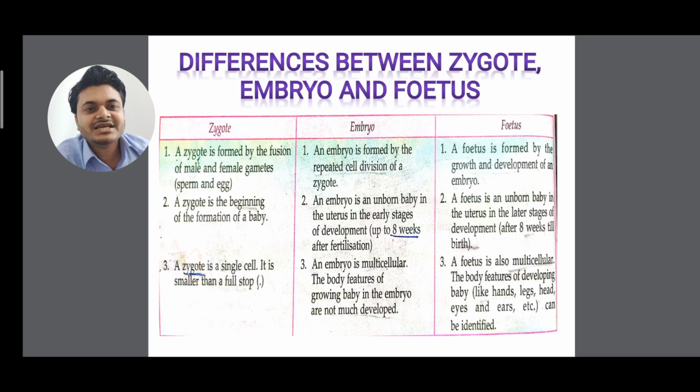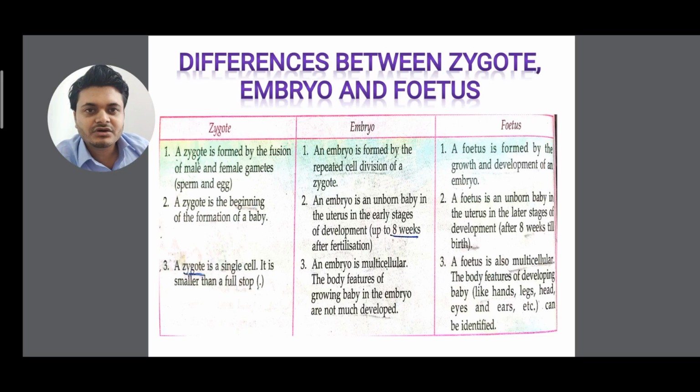So that means, what did I say? First is zygote. From zygote till 2 months, that means till 8 weeks, it is called embryo. Then comes the fetus. And what is fetus? A fetus is an unborn baby in the uterus in the later stage of development, after 8 weeks till birth. So first is the fertilization, then forms zygote. From zygote till 2 months, that means equal to 8 weeks, it is called embryo.